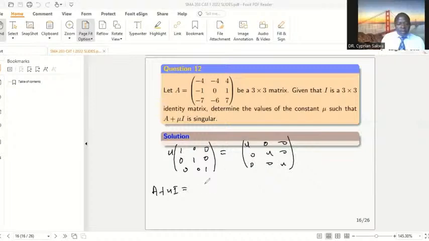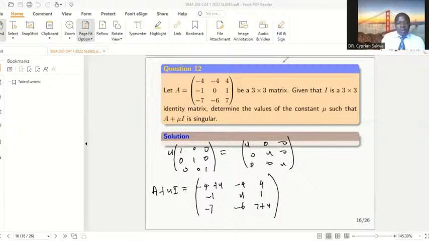So this will be negative 4 plus mu. And then 0 plus that would be negative 4. 0 plus that would be 4. About here, we have negative 1 plus 0, 0 plus mu, and then 1 plus 0. And then we will have negative 7, negative 6 plus 0, and this would be 7 plus mu. So when this matrix is singular, that means this determinant must be 0.